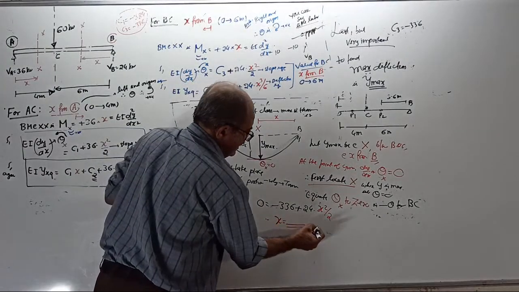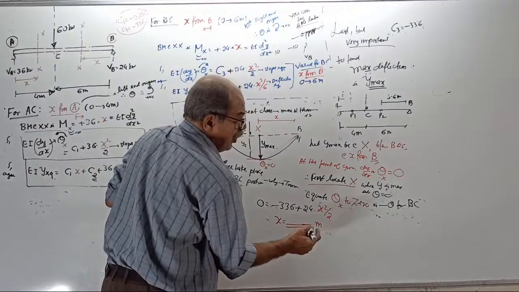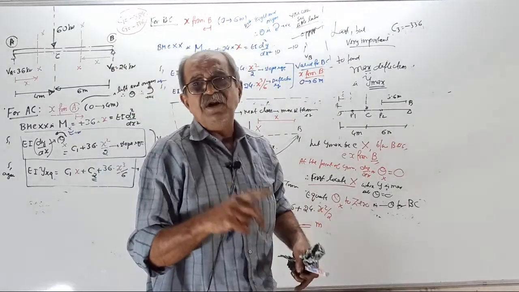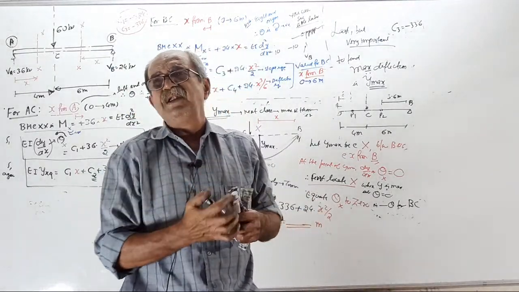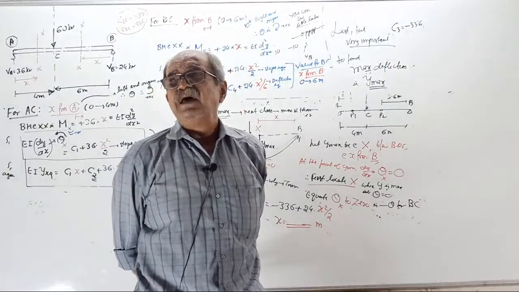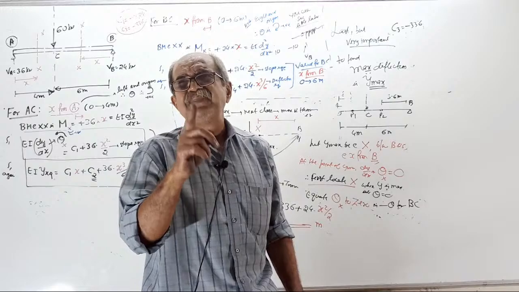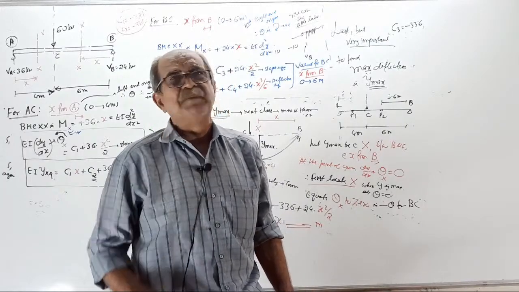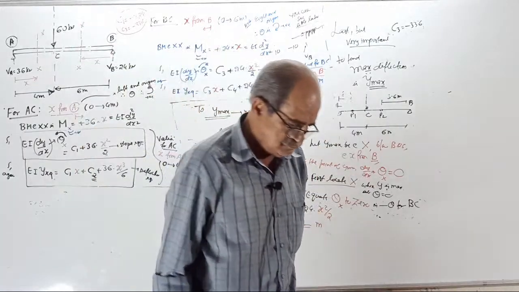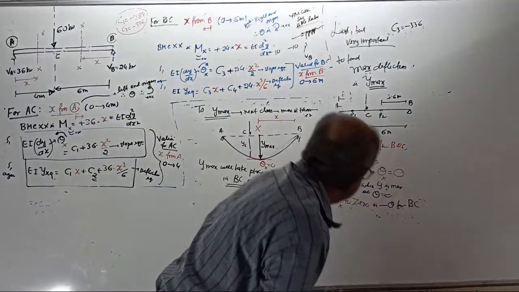Tell the answer. X I want to 4 decimals, today 4 decimals, tomorrow 4 decimals, in moment area 4 decimals, in conjugate 4 decimals. All the 4 methods. If any method gives 1 micromillimeter difference, subject over. Start. X.